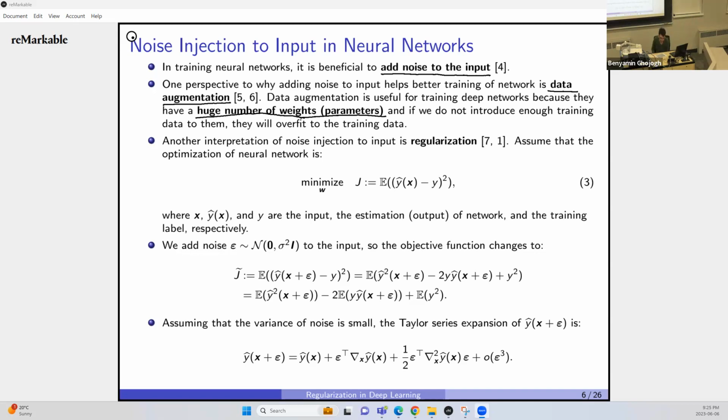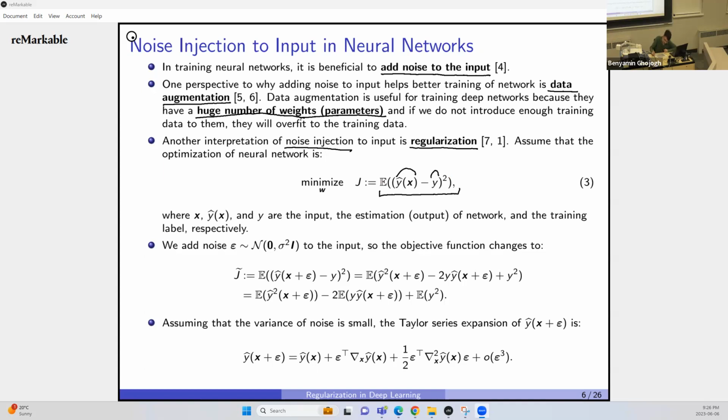Another interpretation of noise injection to input. One interpretation was data augmentation. Another one is regularization. Assume that the optimization of the neural network is this: minimize J, which is the expectation of (y hat of x minus y) squared. This is mean squared error, right? This x is the input of the neural network. Y hat of x means the prediction of the neural network for input x. Y is the actual label of x in the data set. We want to minimize the squared error distance. Expectation means the average here, so this is mean squared error.